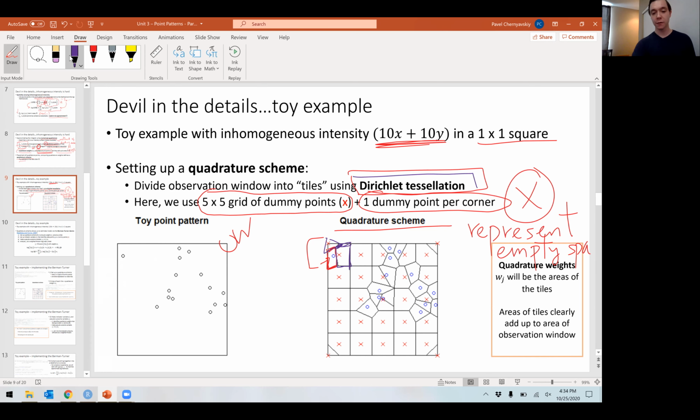tessellation. So of course, where we have nice regular dummy points, right? This was a 5 by 5 grid that defines my quadrature scheme.